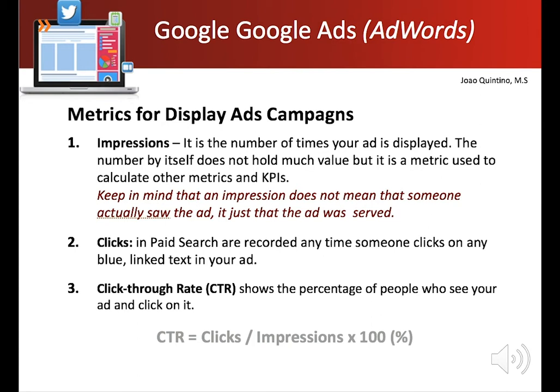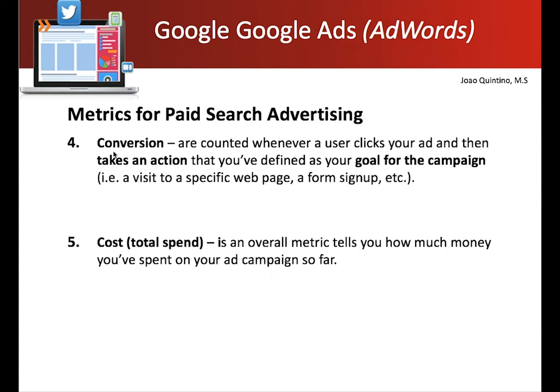Click-through rate shows the percentage of people who saw your ad and clicked on it. The way you calculate this is by dividing the total number of clicks by impressions and then multiplying by 100. Conversions are the most important metrics of all.